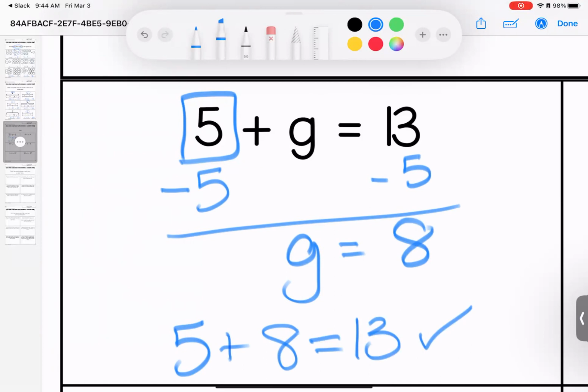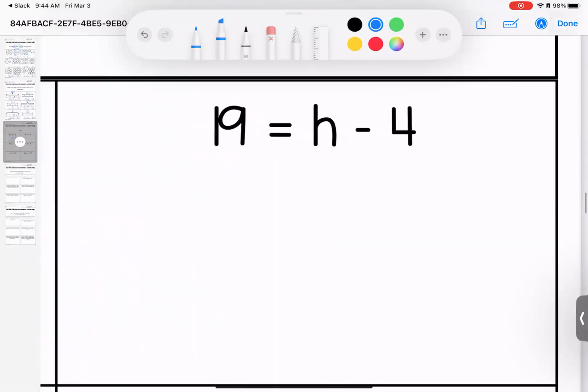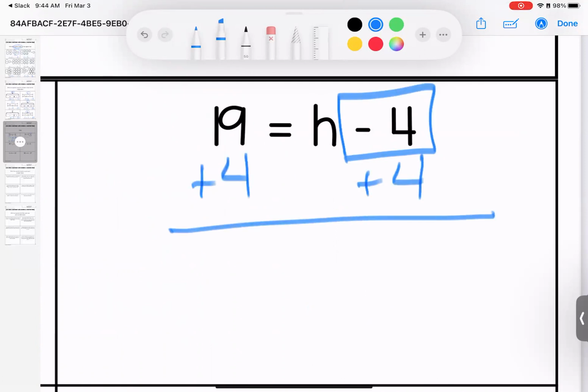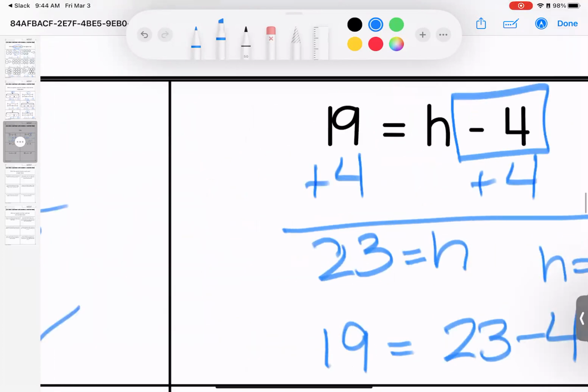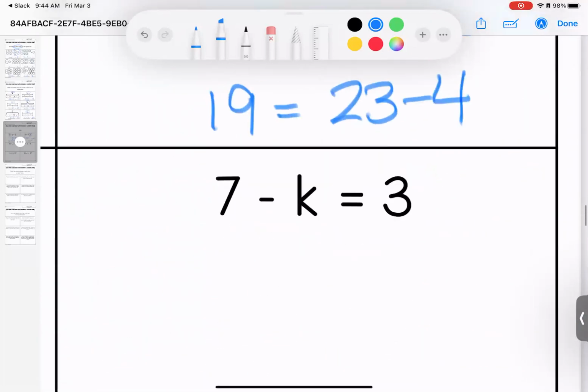This is correct. Over here, I need to get rid of my minus 4. The opposite would be to add 4 to both sides. Negative 4 and positive 4 leave h up by itself. 19 plus 4 is 23. I can check it. 19 is equal to 23 minus 4. Best practice is to write it as h is 23 with the variable on the left, but it's not incorrect if you did it the other way.